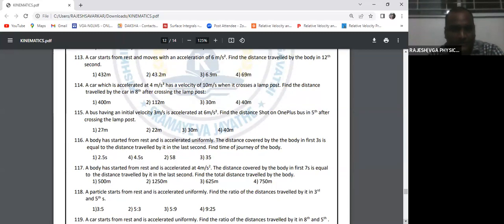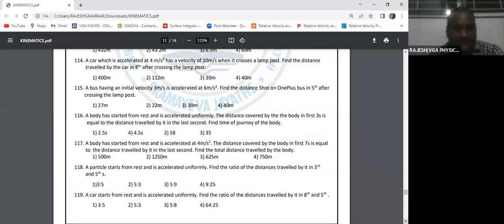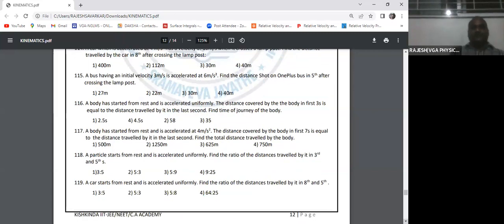These are direct only. A body has started from rest and is accelerated uniformly. The distance covered by the body in first 3 seconds is equal to the distance traveled by it in last second. Find the time of journey. This is somewhat tricky. The distance covered by the body in first 3 seconds, that is total displacement in 3 seconds, is equal to distance traveled by it in the last second.